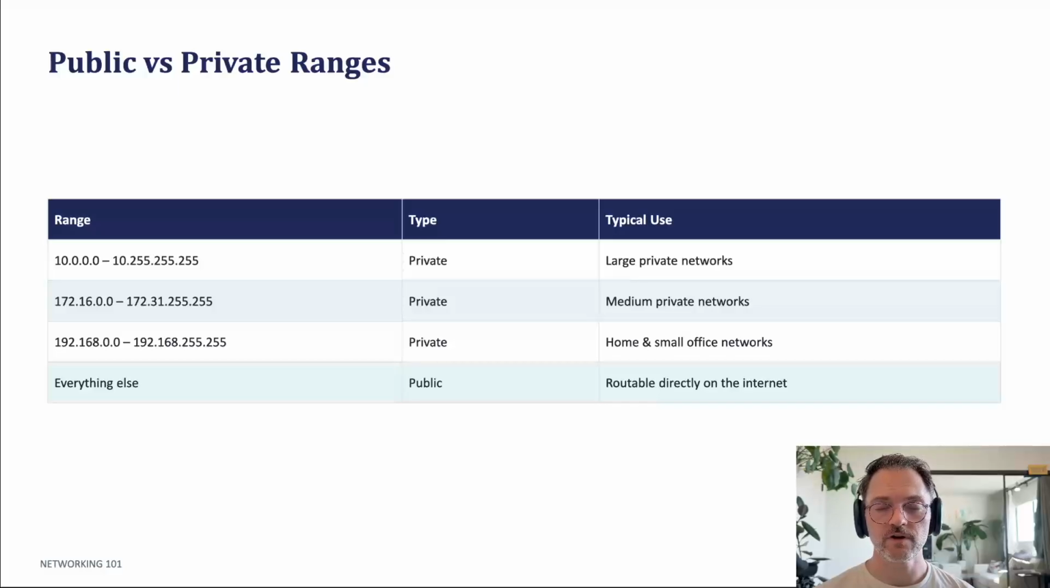There are 3 different ranges of private IP addresses, starting with 10.0.0.0 through 10.255.255.255. That is generally used for large private networks.